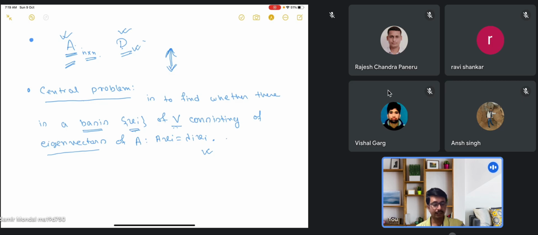So if someone can find the basis of V consisting of the eigenvectors of A, that means we are done. It means A has one simpler form. What is the simpler form? The simpler form is nothing but a diagonal matrix. Is everyone familiar with a diagonal matrix? Please tell me. Yes, sir. A diagonal matrix has only diagonal entries. Suppose lambda 1, 0, 0, then 0, lambda 2, 0, and so on. Only the diagonal entries may be non-zero or might be zero, no issue, but the rest of the entries should be zero. So one matrix looks like this one.